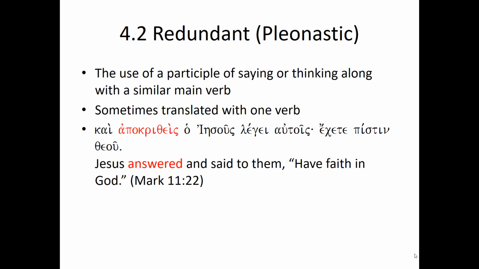Kai apokritheis ho Iesous legei autois, Echete pistin theou. And answering, Jesus said to them. Historical present, by the way. In answering, Jesus said to them. It's often translated, "Jesus answered and said," or sometimes people would just translate it, "Jesus answered," because it's redundant. That's the difference between the one we just saw, the attendant circumstance participle, and this one that's a redundant participle, is that the participle is basically the exact same idea as the main verb, so it's redundant.